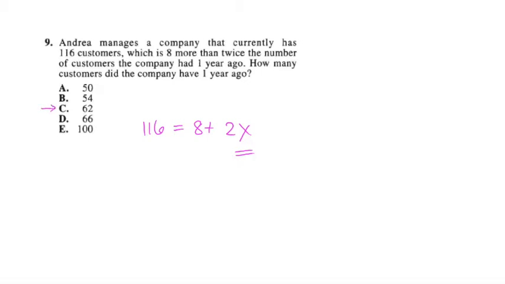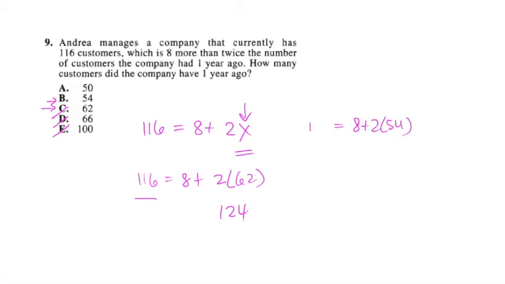So let's take 62. We're going to plug that into the x. 116 equals 8 plus 2 times 62. 2 times 62 is 124. That's going to be bigger than 116, so these are not our answer. Let's try 54. That's 8 plus 2 times 54 has to equal 116. 2 times 54 is 108. 108 plus 8 does indeed equal 116. This is our answer.